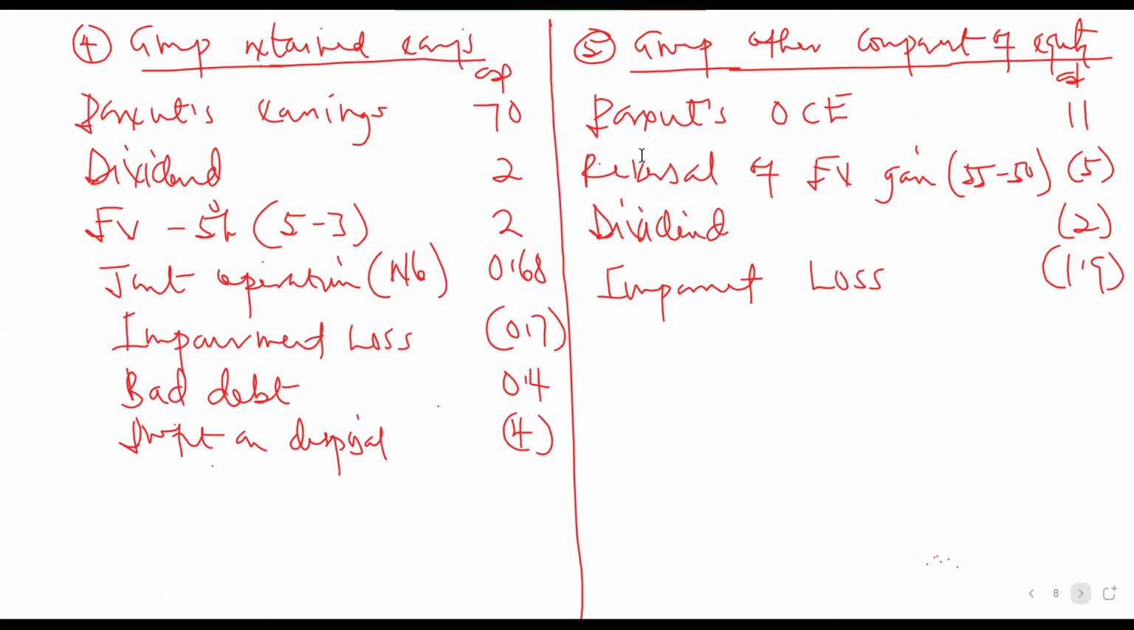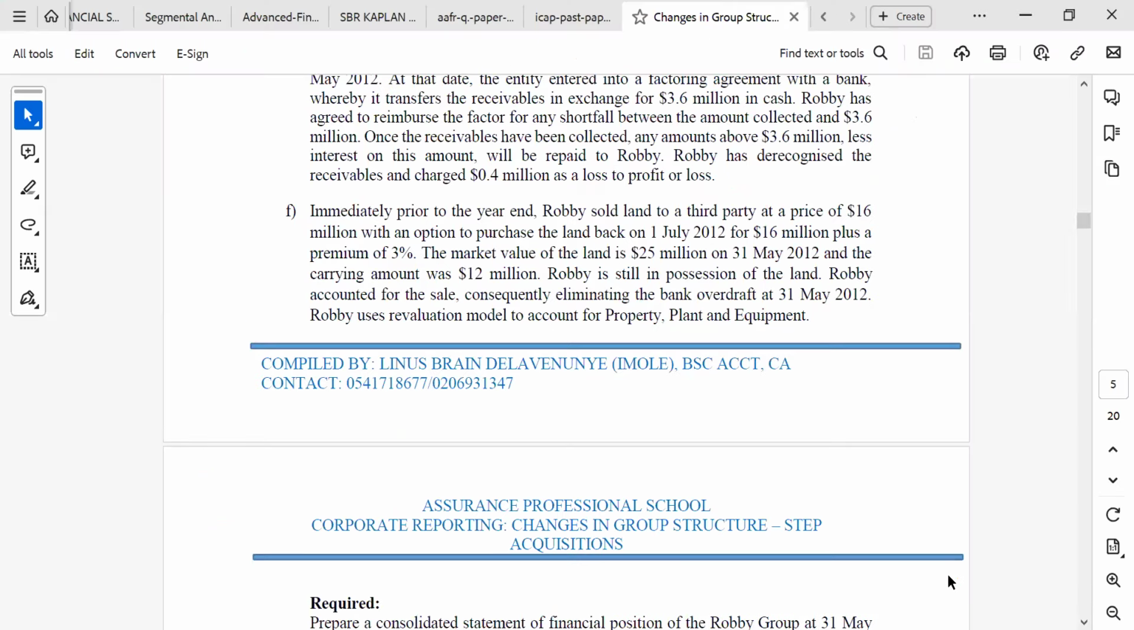Okay, what happened? The 16 million that they are receiving will be treated as what? Go to cash. But they have received their cash already. So that's why they have removed the bank overdrafts. Okay. Alright. So the 16 million will be treated as what? As a loan from what? From a third party.